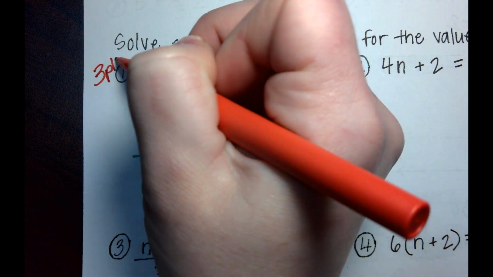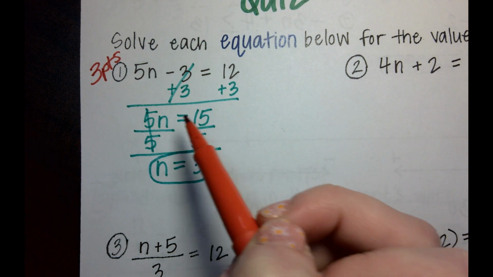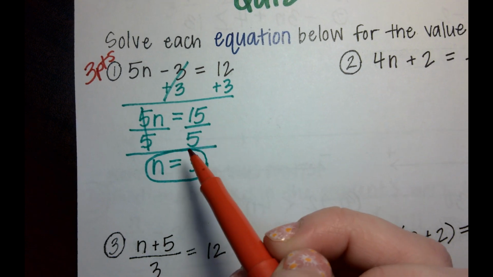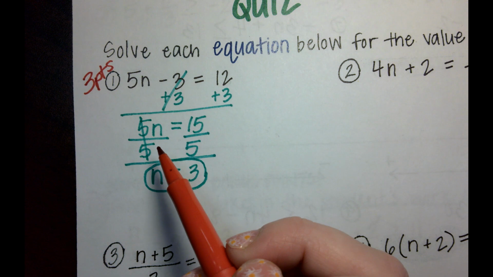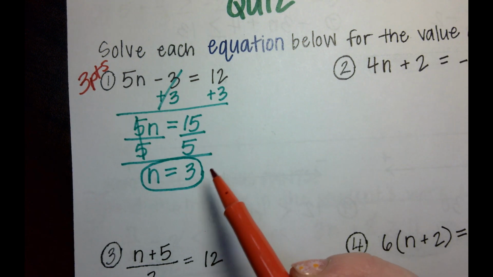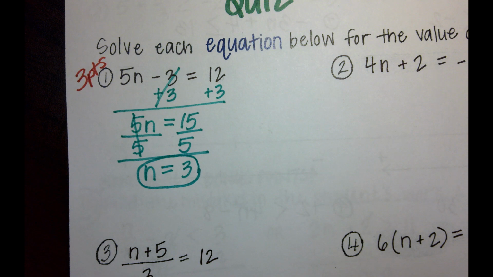Just in case you're curious, where those points are going to come from is I'm going to see that you did the operations in the correct order, meaning first you added 3, next you divided by 5, and third you got the right answer. Okay, so that's where those 3 points come from. Any questions about number 1?